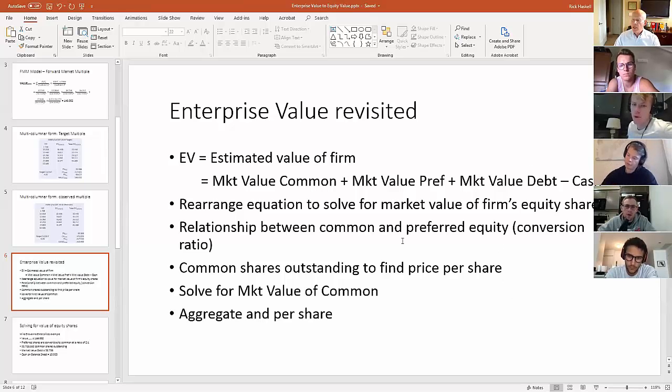But remember that this enterprise value that we've estimated is the estimated value of the company. So when we think of enterprise value, we know, because we dealt with this earlier in the term, that enterprise value is the market value of the common plus the market value of the preferred plus the market value of debt minus cash. And that's one of the equational structures.